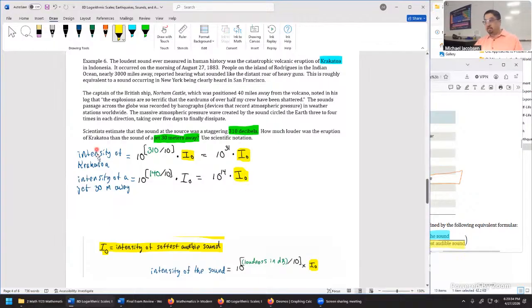So we have two values. We want to know how much louder was the eruption of Krakatoa than the sound of a jet 30 meters away. Essentially, all we're going to do now is just make a comparison by dividing the two. Well, we're done with the formula. Any questions with the formula used so far?